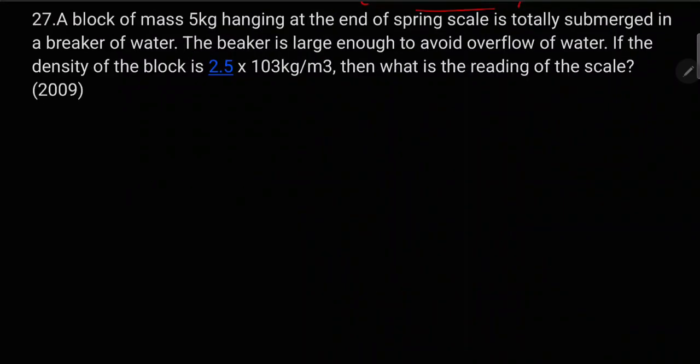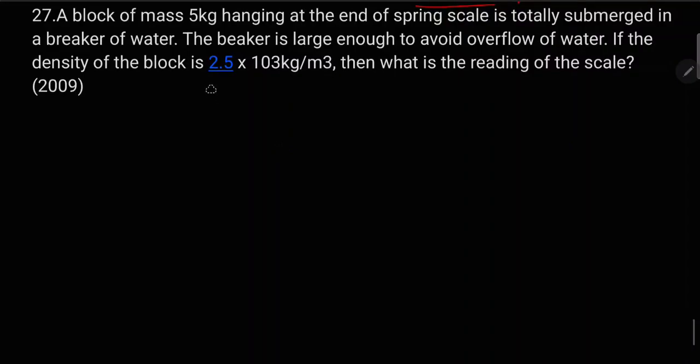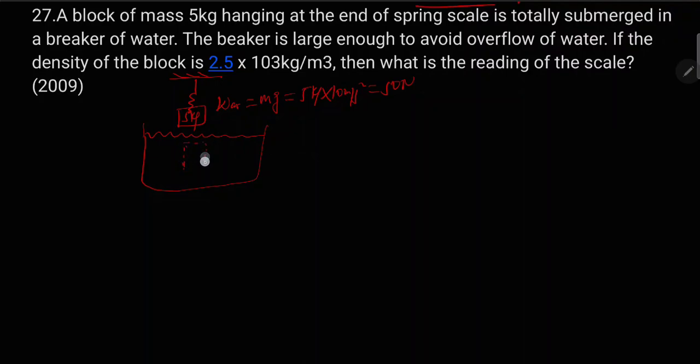Block of mass 5 kg hanging at the end of a spring scale. Water is here, and the spring is here. What is the mass of the block? 5 kilograms. So if it is 5 kilograms, what is the weight of the object in air? Weight equals mass of the object times g, which is 5 kilogram times 10 meter per second square, which is equal to 50 newton. This is the weight of the object in air, the true weight.